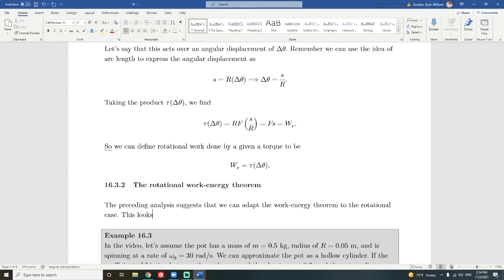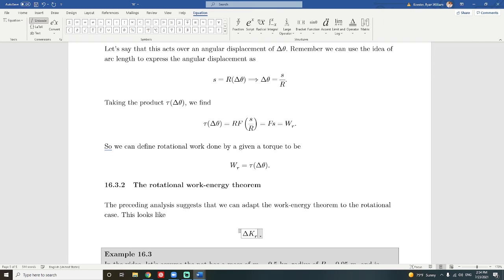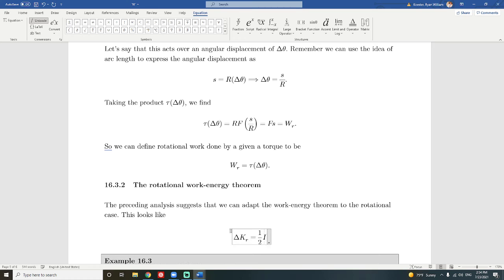And this looks like delta K rotational, and remember this is just 1/2 I omega squared minus 1/2 I omega naught squared. And this is going to be, write this like this, the net rotational work. And that's it.